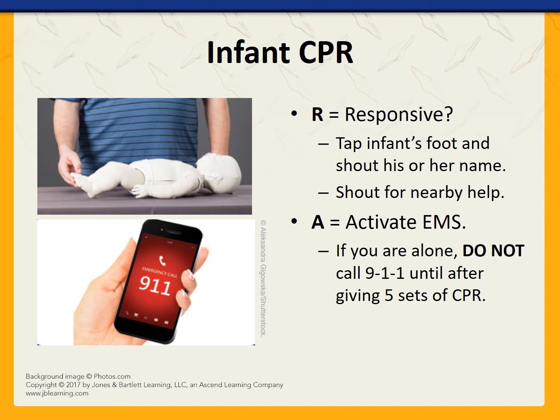With infant CPR, you can use the RAB-CAB acronym. R for responsiveness. Tap the infant's foot and shout his or her name. Make sure to shout for nearby help as well. Then activate EMS. If you're alone, wait to call 911 until after giving 5 sets of CPR. That's 30 compressions and 2 breaths as one cycle. If you have a partner, have them activate EMS while you start CPR.